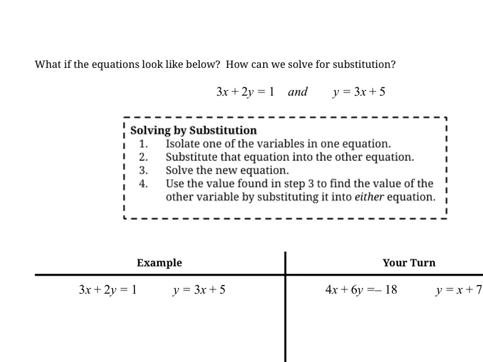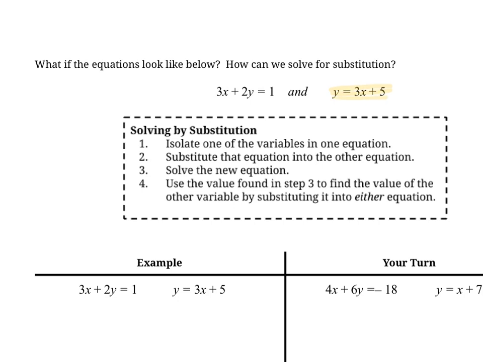So what if the equations looked like they did below? How could we now solve by substitution? If we look at the equations, we've got 3x plus 2y equals 1, and a second equation of y equals 3x plus 5. The second equation looks like what we just saw in our earlier examples.